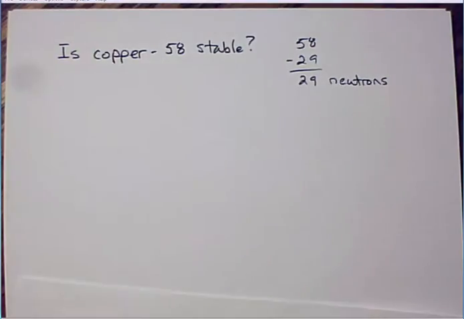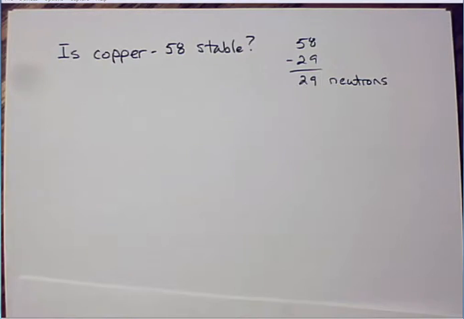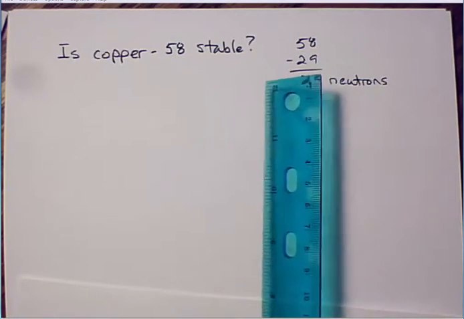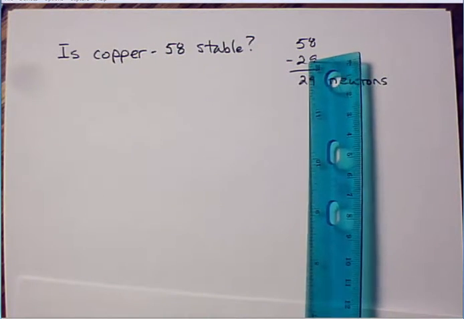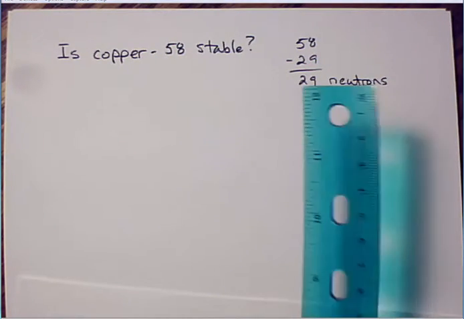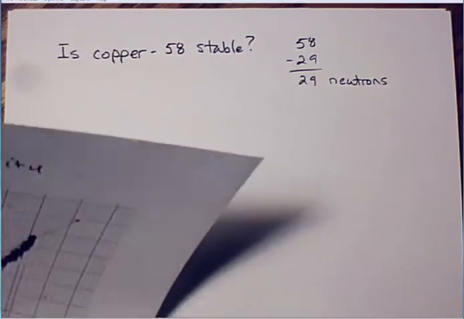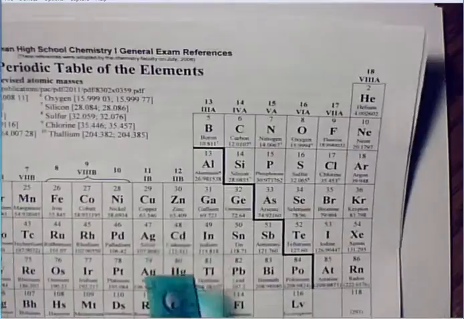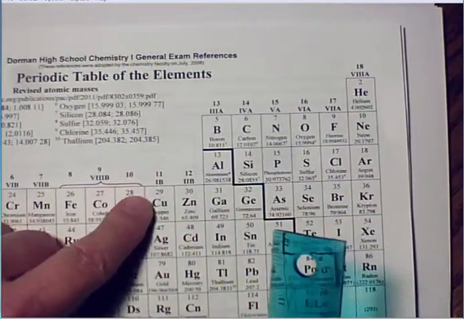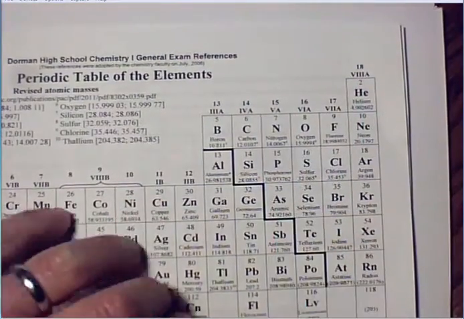So, is it stable? We're going to go to this band of stability, and look at where copper is for both the number of protons, which is 29, and the number of neutrons, 29, and see if it's on the band of stability or not. And that's really all there is to it. Copper has an atomic number of 29. It's right here. That number at the top is the atomic number and the number of protons.